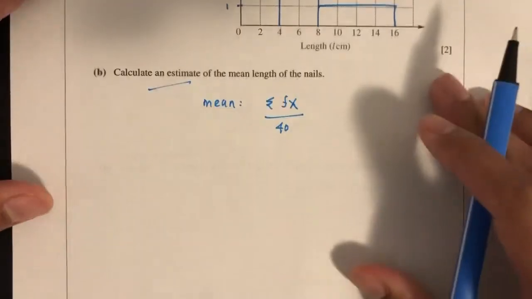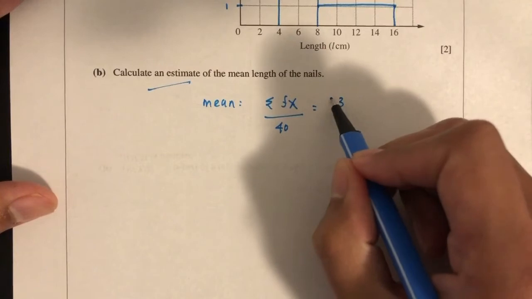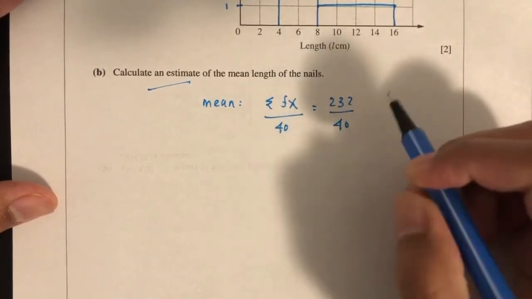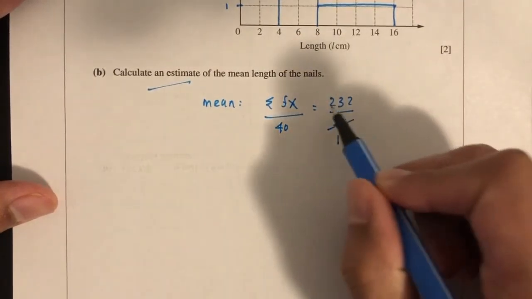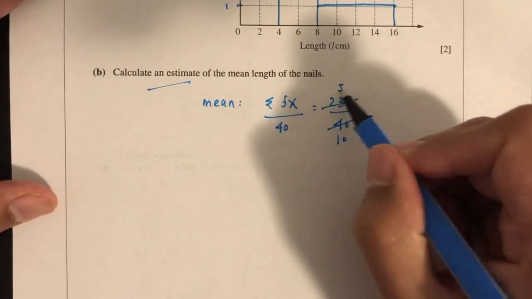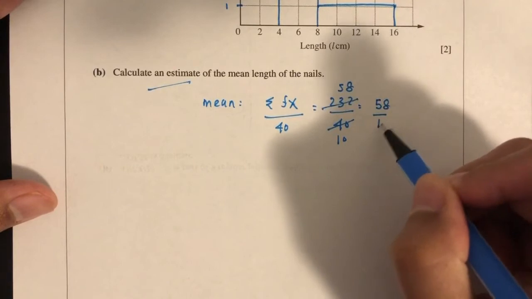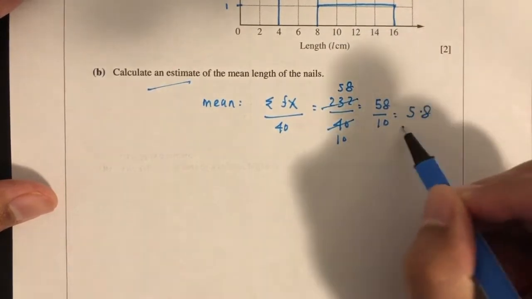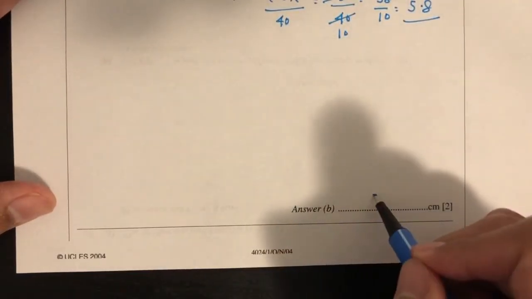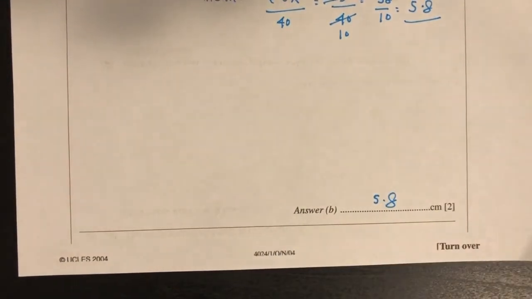2. So 232 divided by 40. If you divide by 4, you have 10. That will be 58, divided by 10. That will be 5.8. The answer will be 5.8 for the mean estimation.